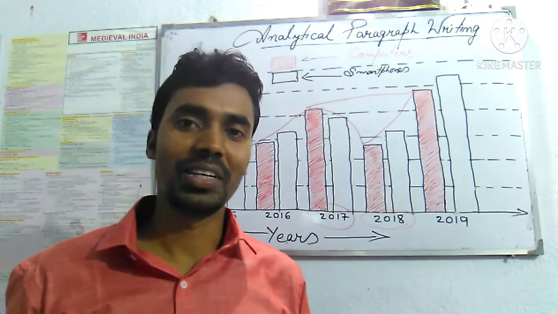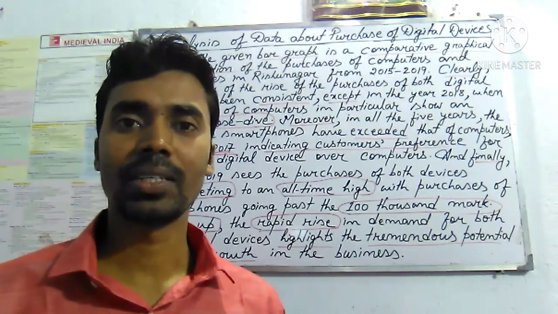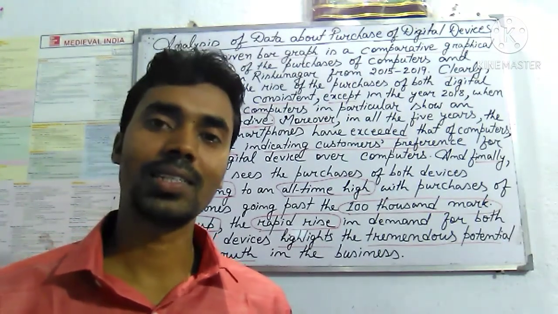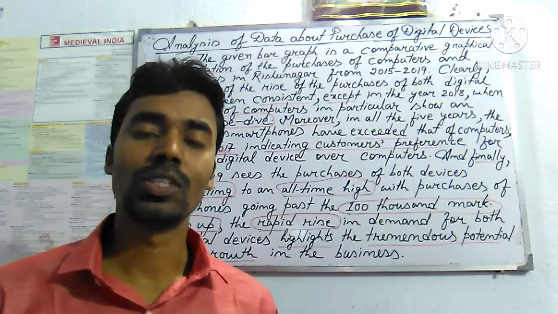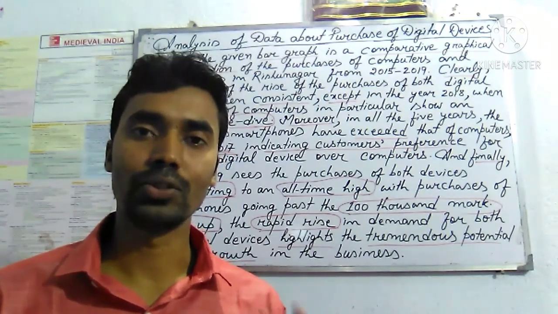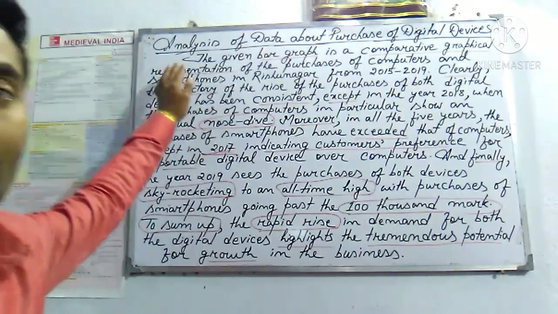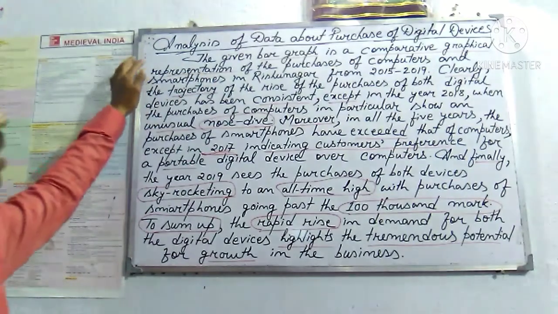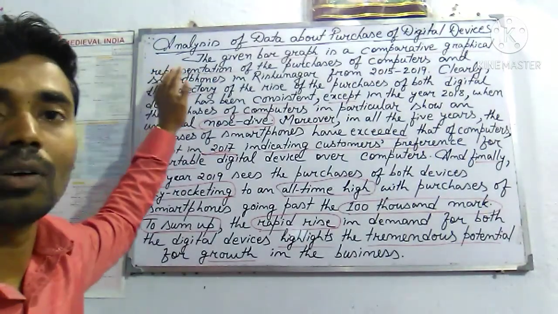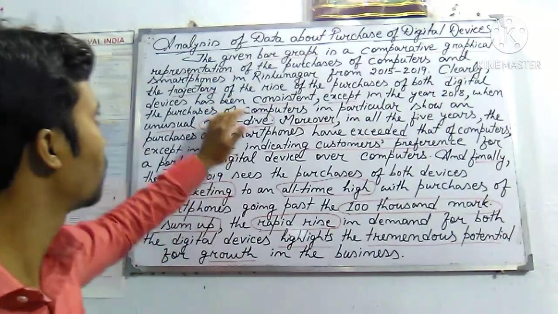So now we will write. Our analytical paragraph is now complete. We will go through it and discuss every detail that you need to know, which will give you a clear understanding of how you should write an analytical paragraph. Let's read. At the top you can see we have put the title of our paragraph. Very, very important. Never forget to put a title to your paragraph.